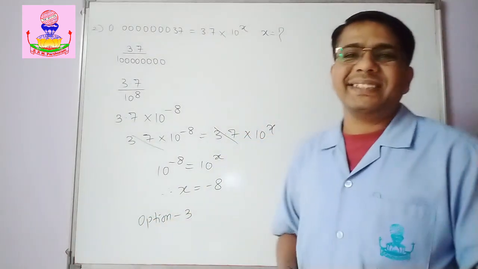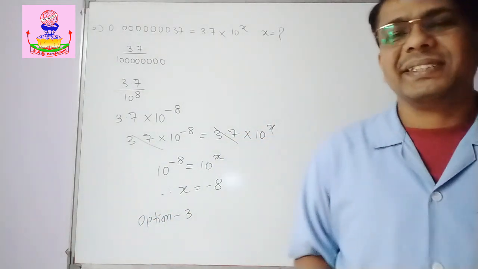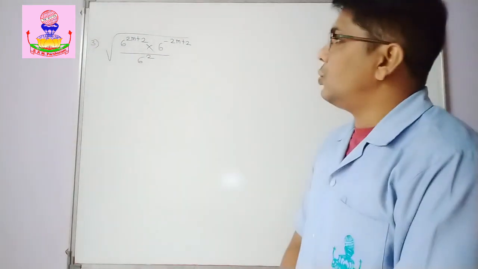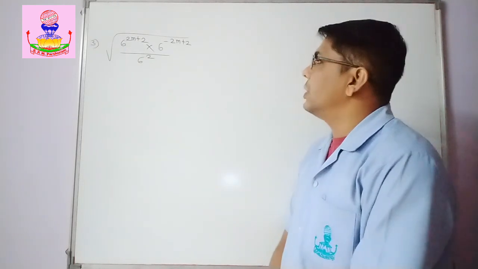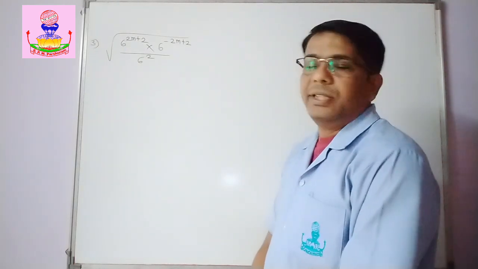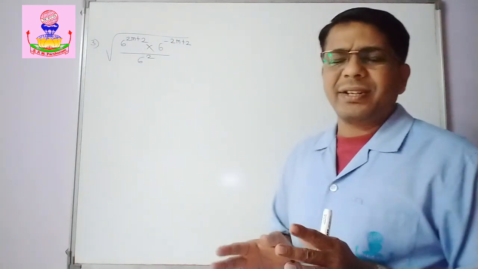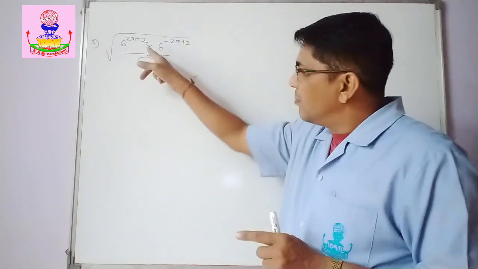Option third is the right answer. Let's move to the next example. Now see the third one: square root of 6 raised to 2m plus 2 into 6 raised to minus 2m plus 2, upon 6 raised to 2. Don't panic. Use the basics.